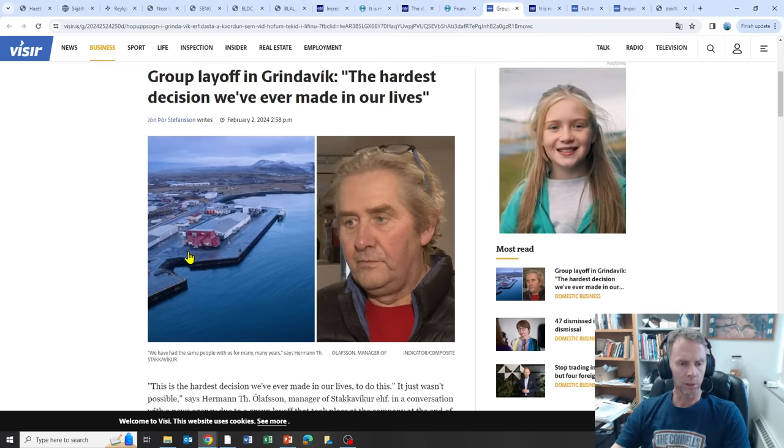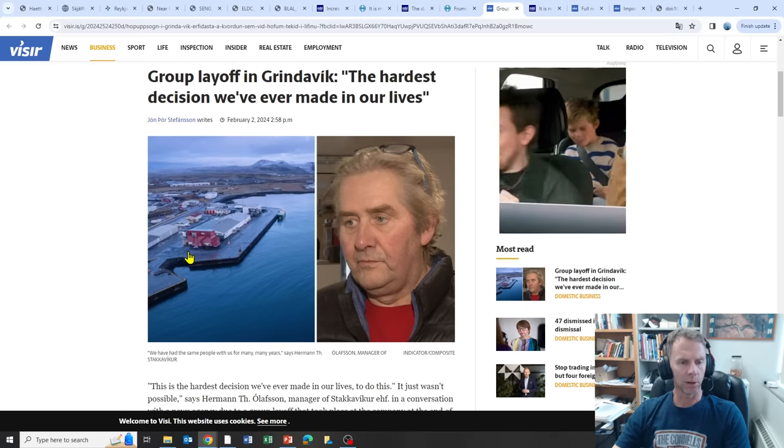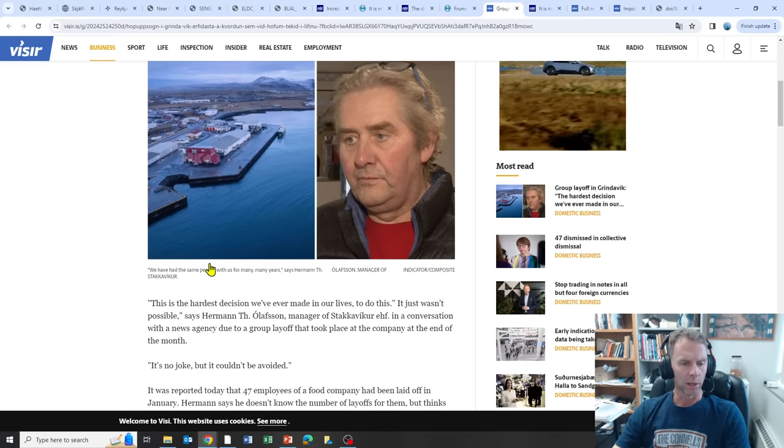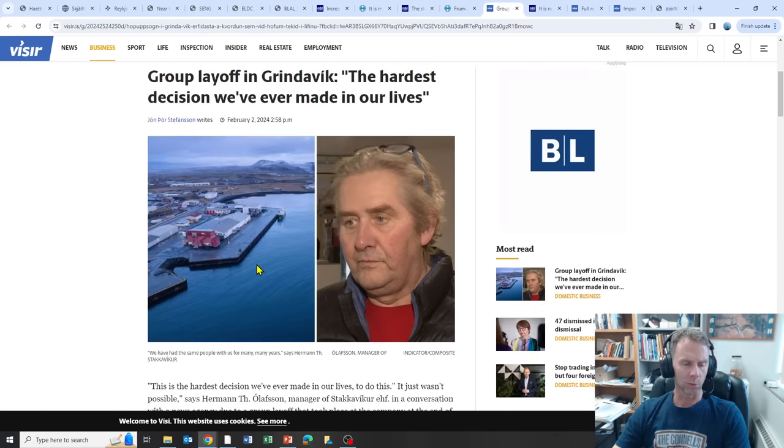So they have the boats that go out and catch the fish. Then they bring the fish back, process it, package it, and send it out to various areas for consumption. And this family-run business that's been there since 1988, I believe, had to lay off 47 employees. It just wasn't working out.